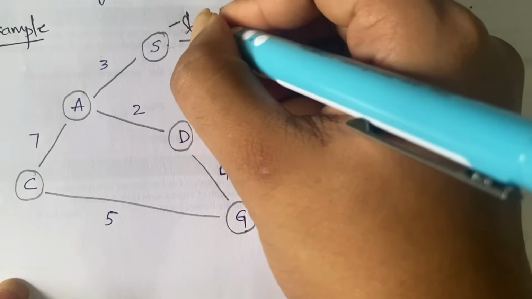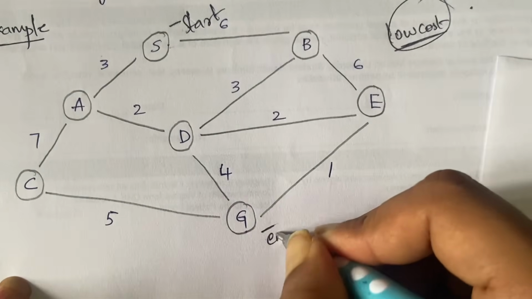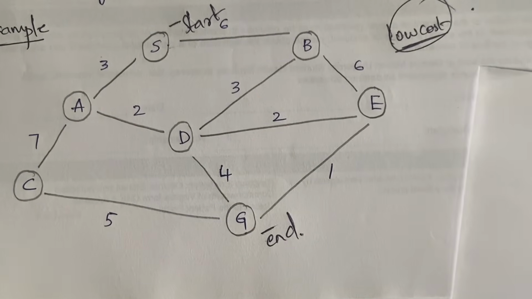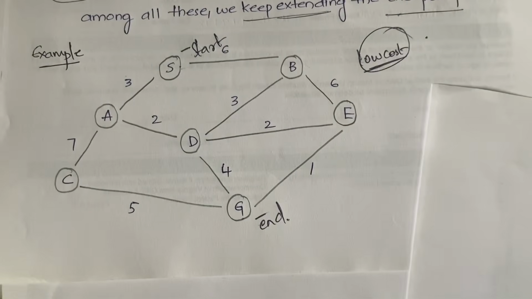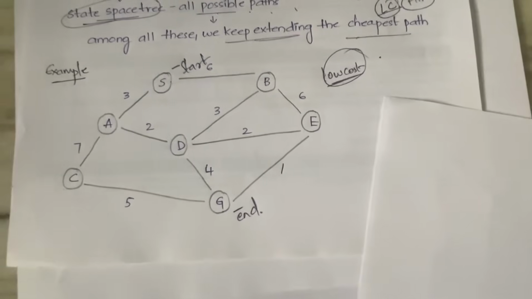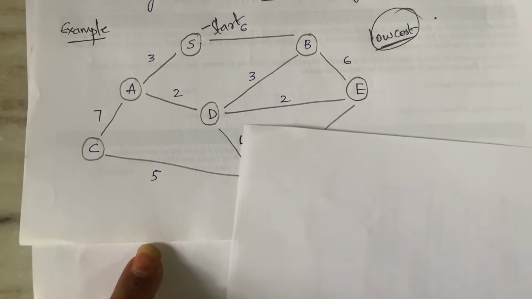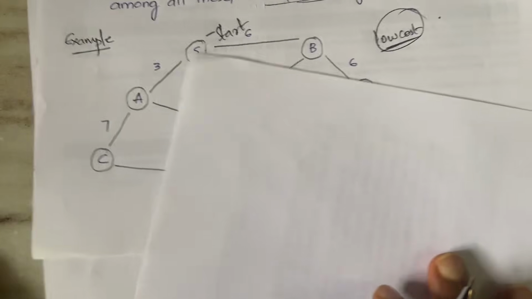So this is the start node and this is the end node. Now let me zoom in a bit. Yeah, this should be good. If this is not sufficient, let's zoom in more.